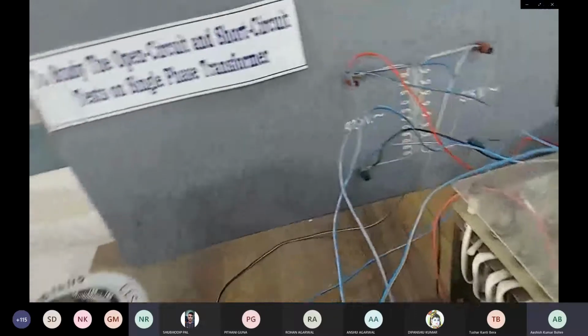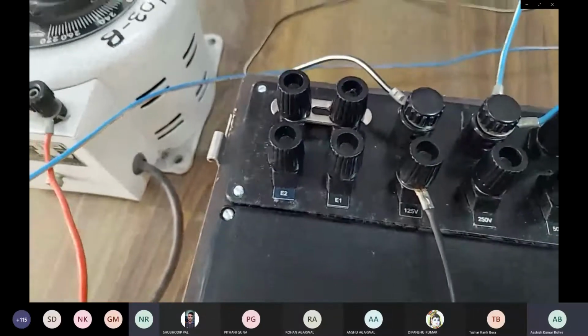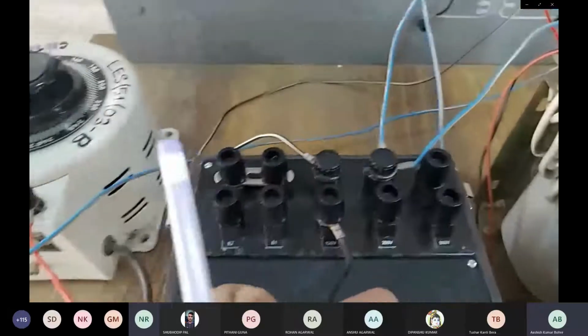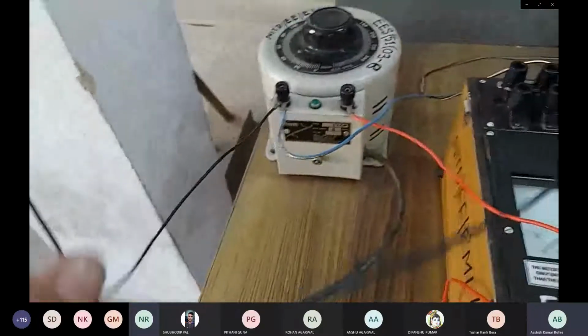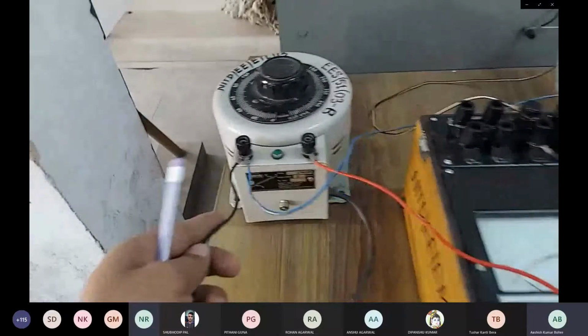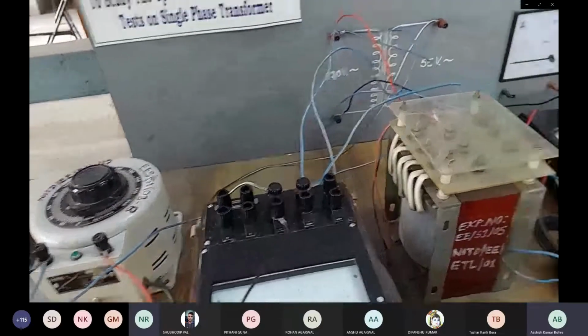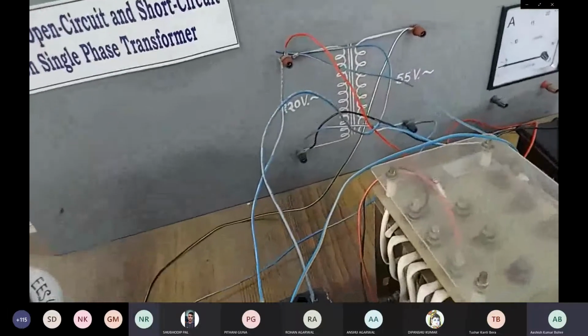Now one more connection for the voltage, the V terminal of the wattmeter. Here you can check this one. The V is connected to the negative of the voltage, as you have seen in the connection diagram. It is connected here, as you can see. So this primary connection you have done properly.